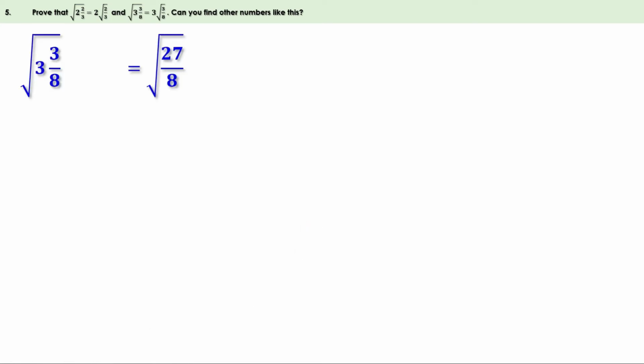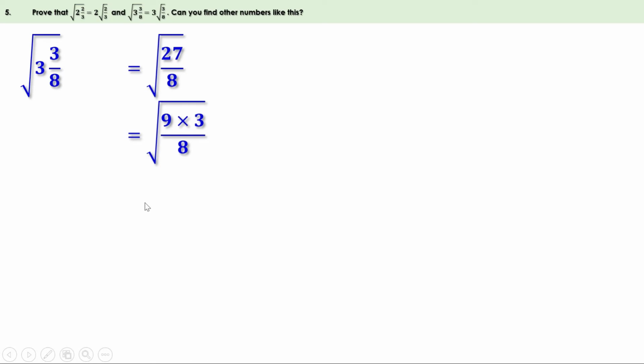The second part, 3 3/8, can be expressed as an improper fraction. 8 into 3 is 24, plus 3 is 27. Therefore, 3 3/8 equals 27/8. Therefore, √(3 3/8) equals √(27/8). Now, 27 can be written as 9 into 3. Therefore, √(27/8) can be written as √(9 × 3/8).